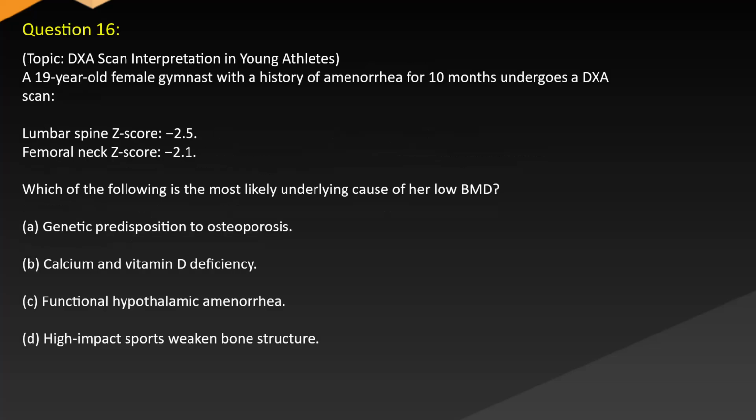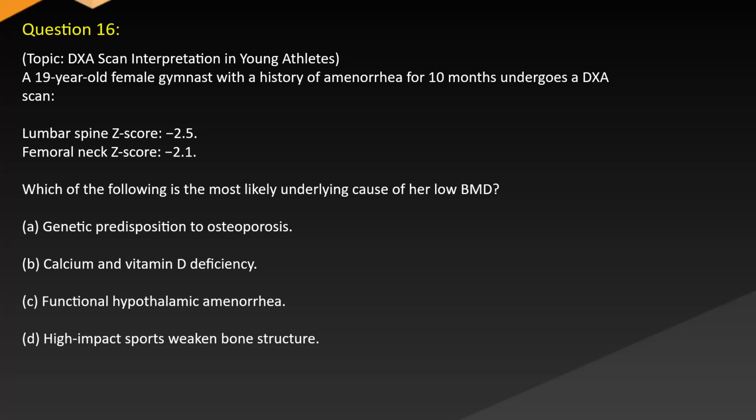Question 16. Topic: DXA scan interpretation in young athletes. A 19-year-old female gymnast with a history of amenorrhea for 10 months undergoes a DXA scan. Lumbar spine Z-score negative 2.5, femoral neck Z-score negative 2.1. Which of the following is the most likely underlying cause of her low BMD? A. Genetic predisposition to osteoporosis. B. Calcium and vitamin D deficiency.